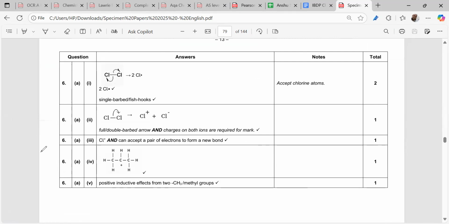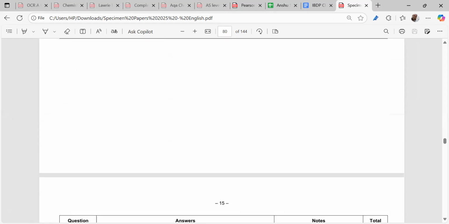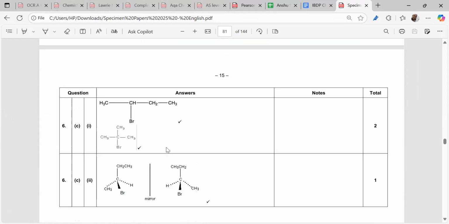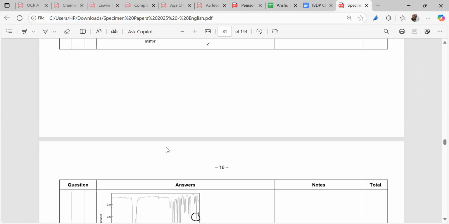That's very common. And SN1, SN2, you have to go through the SN1, SN2 mechanisms, and E1, E2, and the benzene substitution reactions. That is also mechanisms practice. A 4 to 6 marker question will be there in the mechanisms. The more you practice the curly arrows, the better. The curly arrows are a must.